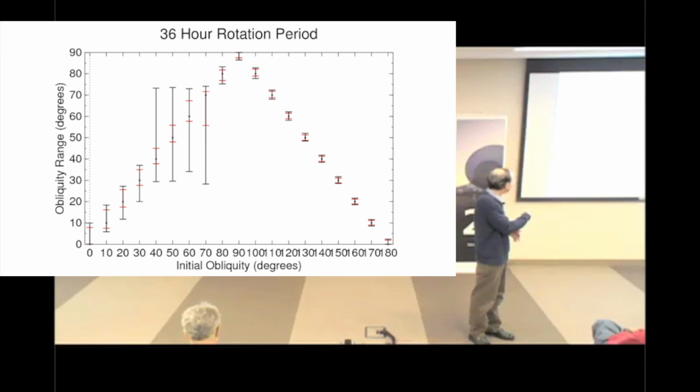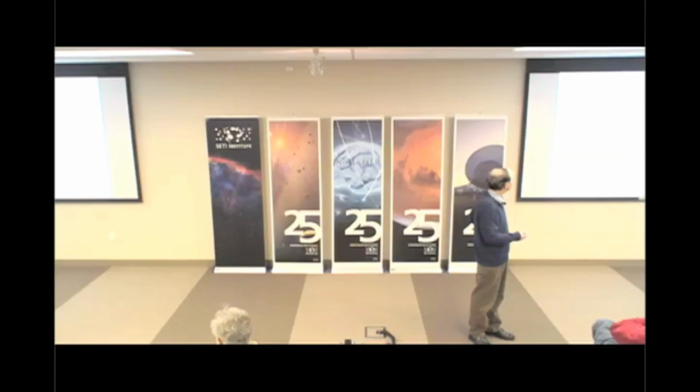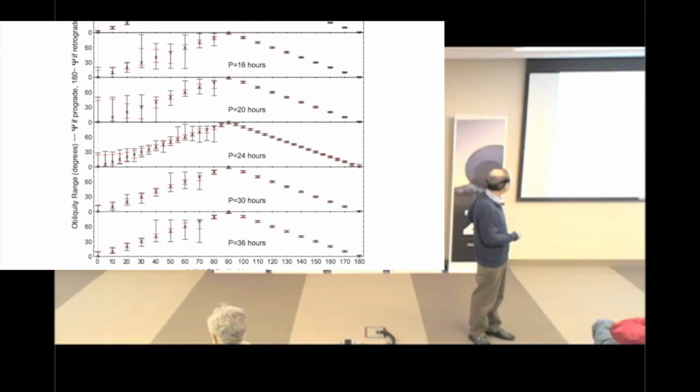36-hour period. This is just the insolation versus latitude plot again, showing slightly different values. At 23 degrees, the poles get about 40% of the insolation of the equator. At 45, fairly equally distributed, but again, even though the poles look about the same as the equator, they have seasonal variations that are much larger than in the actual Earth, whereas the equator has much milder seasonal variations.